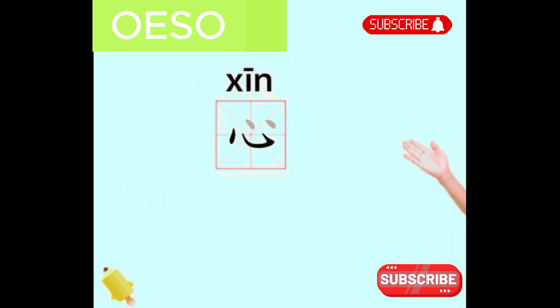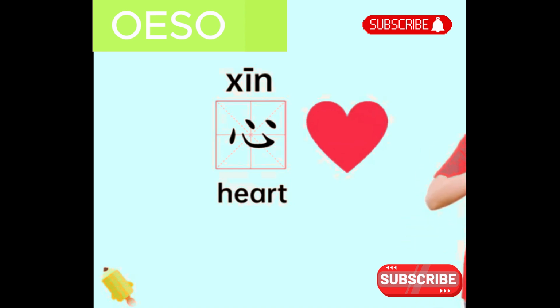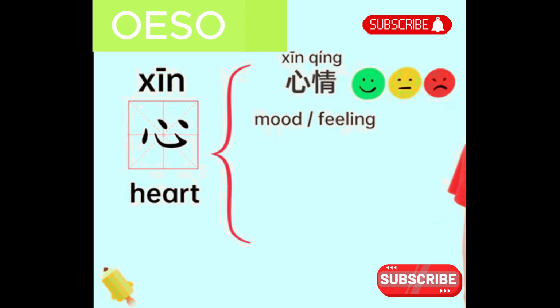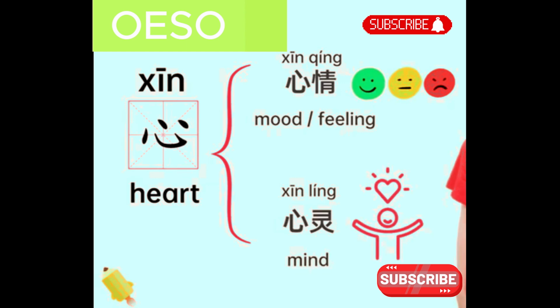心 is the Chinese character for heart. Visualize it as a stylized representation of a heart shape. This character is central to words like 心情 for mood, feeling, and 心灵 for mind.